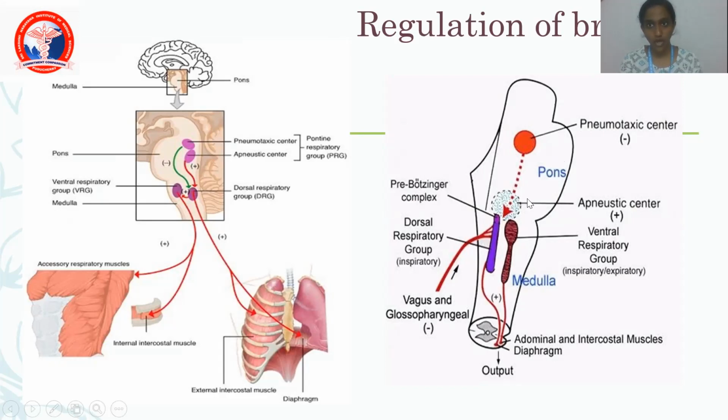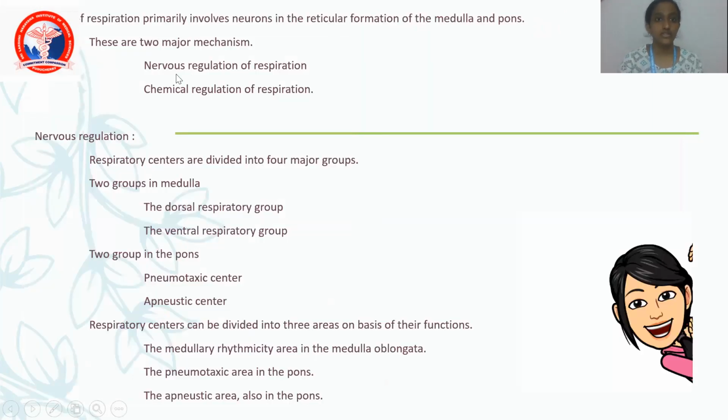So this right side picture is a similar one, but it is a little enlarged. You can see in the pons, there are the pneumotaxic and the apneustic centers. In the medulla, we have the DRG and VRG. And all these receive their afferents via the vagus and glossopharyngeal nerve. In this left side picture, you can see the efferents. So there are actually two mechanisms. One is the nervous regulation, another one is the chemical regulation for respiration.